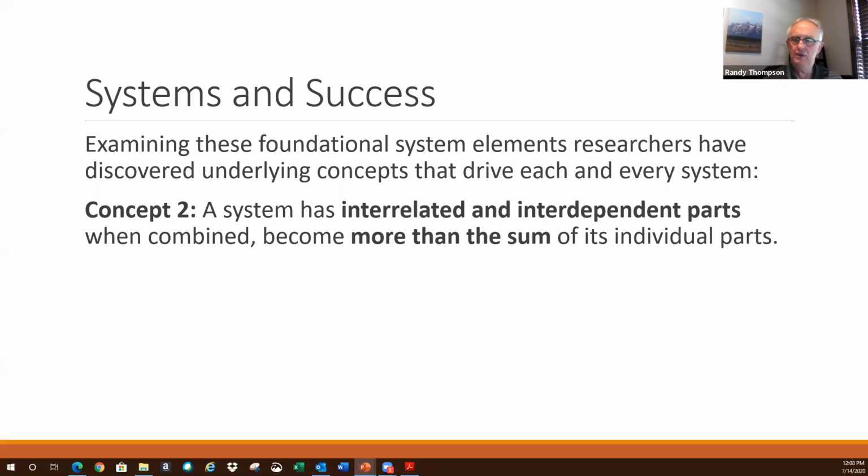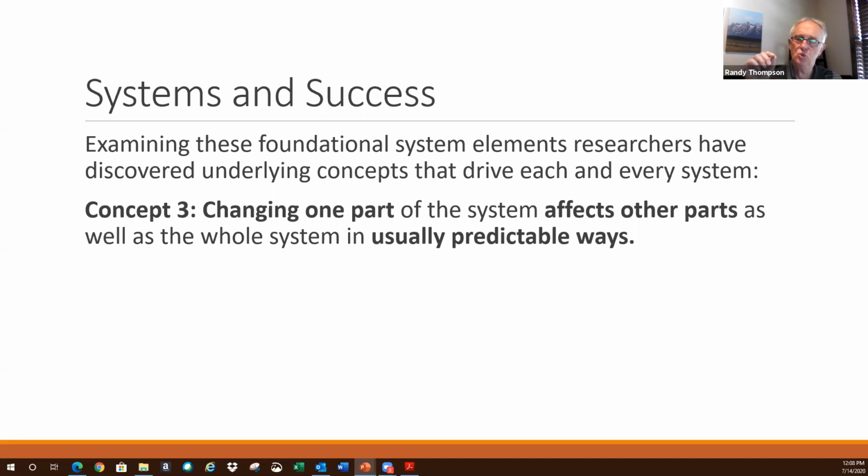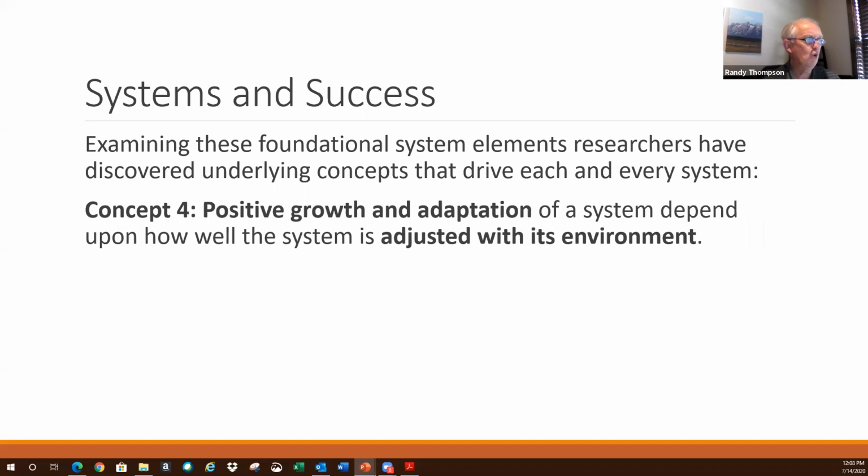Number 2, this is where we start getting into what we're talking about today: they're made up of interrelated and interdependent parts. Unique parts, but they're all connected together. And when they're connected together, they become more than the sum of the individual parts. That's how a system works. The next is that if you change one part of the system, it affects other parts in usually predictable ways. We see how they all fit together, and understanding how they fit together and affect each other becomes crucial.